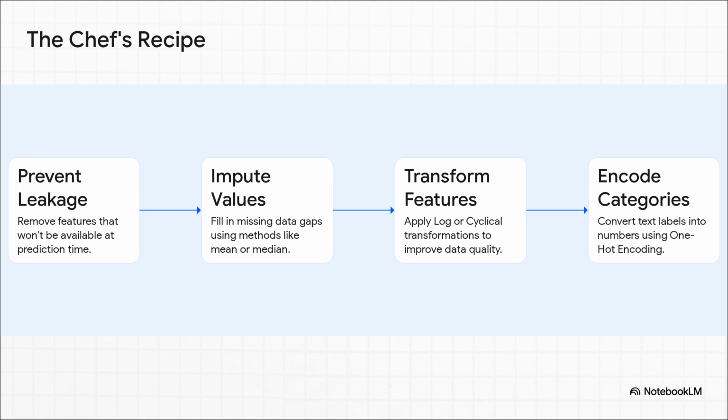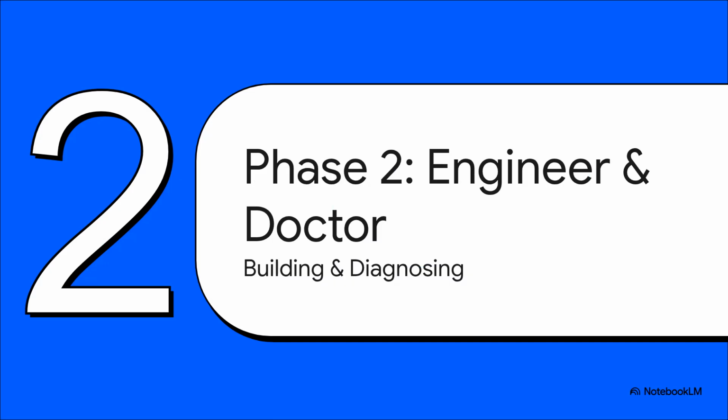First, you get rid of any of those cheating features to prevent leakage. Second, you deal with any missing data. Filling in the gaps with the mean or median is a common trick. Third, you might transform some features, maybe using a log transformation to tame some really skewed data. And finally, because models only understand numbers, you've got to encode any text categories using something like one-hot encoding. All right, our data is prepped, clean, and ready to go.